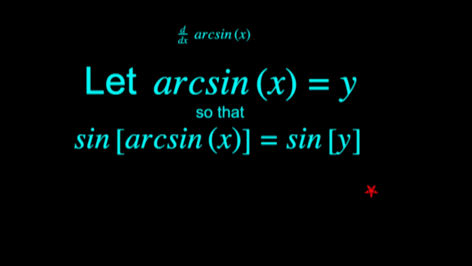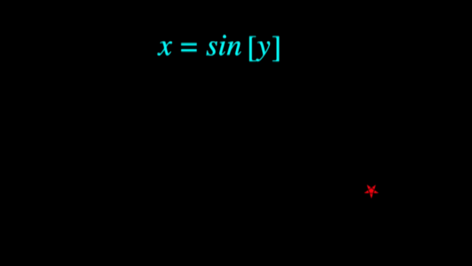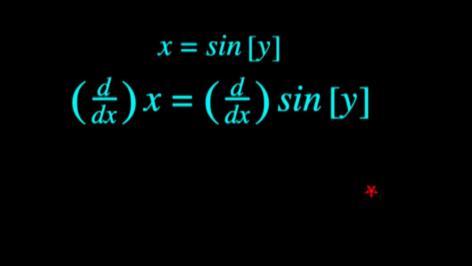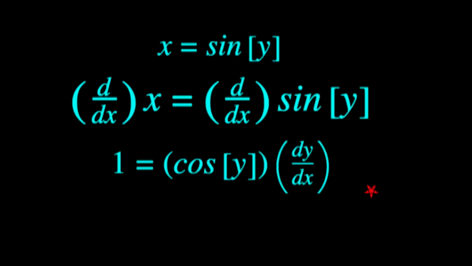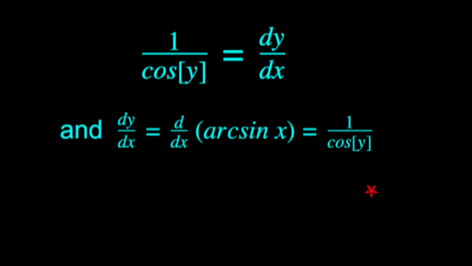From here, take the sine of both sides. This simplifies the left side, and we then take the derivative with respect to x of both sides. And the chain rule gives us an expression for dy dx. And now, we must try to figure out that thing in the denominator. I don't know about you, but I hate settling for partial credit.